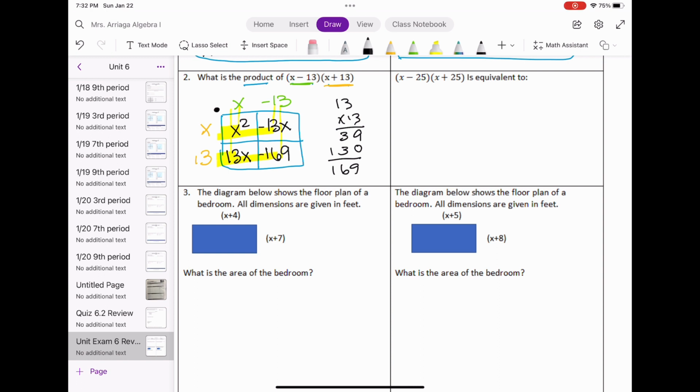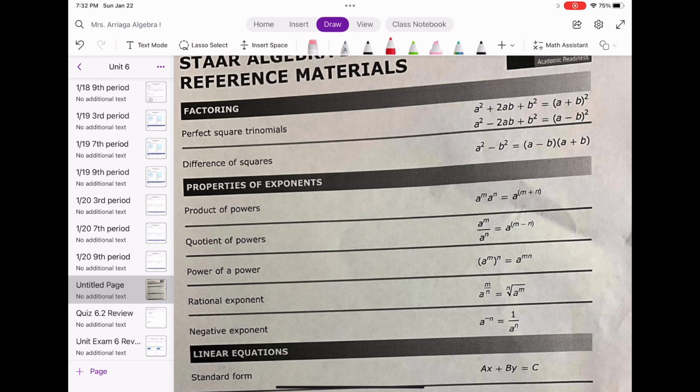Okay, so now we can write our answer, but remember that we have to combine those x's, so the diagonal line. So 13 minus 13, that's 0. They cancel out. So the answer is just going to be that first box, x squared, the combination, but the combination is 0, so we don't write it, and the last box, which is negative 169. And that's the answer.